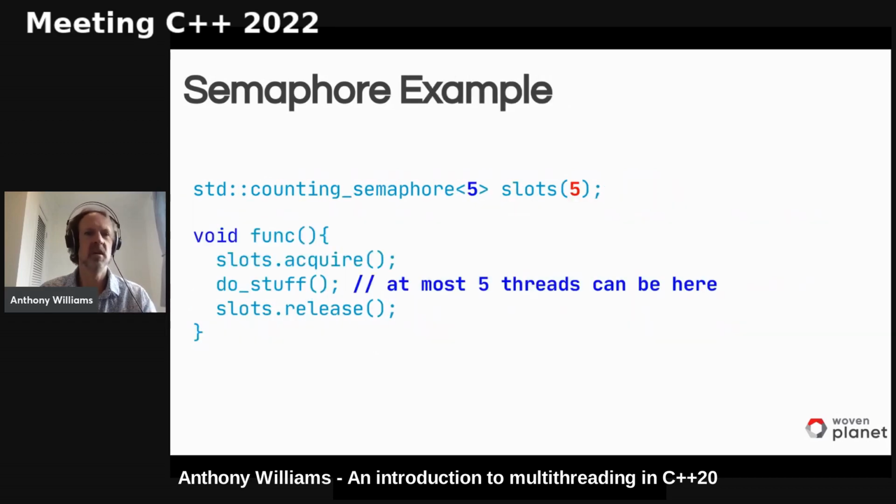So, if we've got a counting semaphore with a max of 5 that's constructed with 5 free slots, so the 2 5s have slightly different meanings here, then we can have 5 threads at most calling do stuff. So we acquire and release a bit like a mutex, but in this case there's a max concurrency level of 5 rather than just 1.